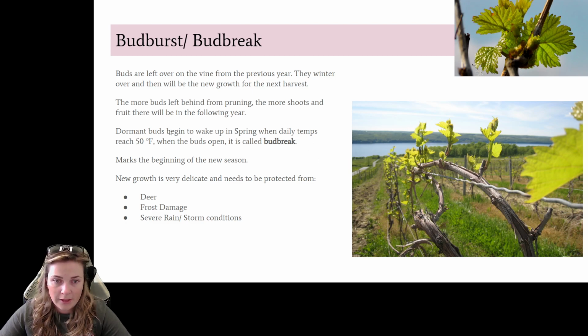So that's bud break. This is a wonderful time that marks the new season for viticulturists and for winemakers alike. However, this can be a really delicate time in vineyards because all this fresh new growth is just lovely chow for deer or other animals, right, that munch on vegetation. So you need to be very careful that you have deer fencing in your yard. Of course, deer are out and about during the springtime.